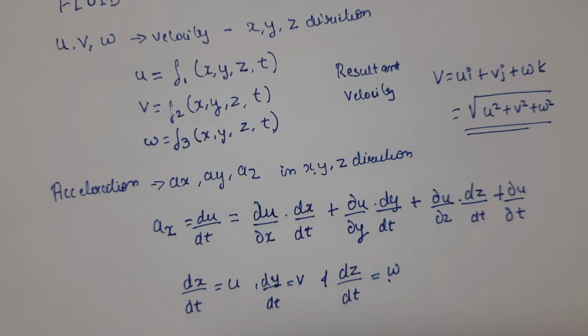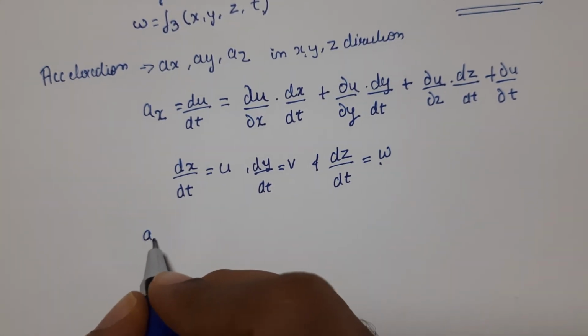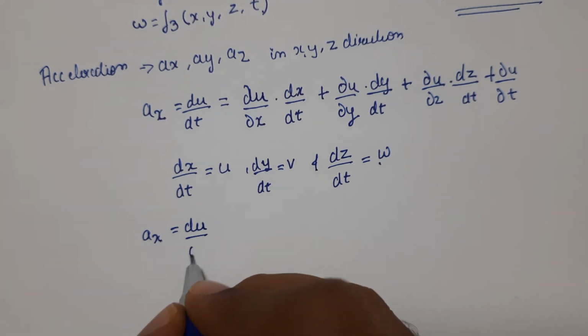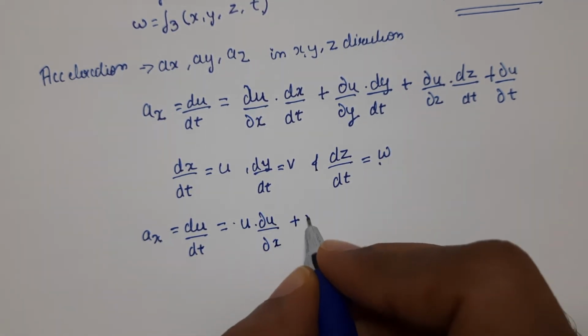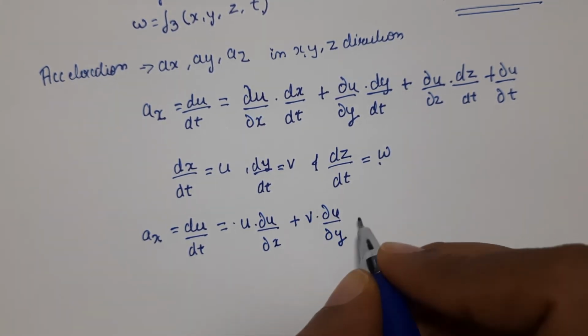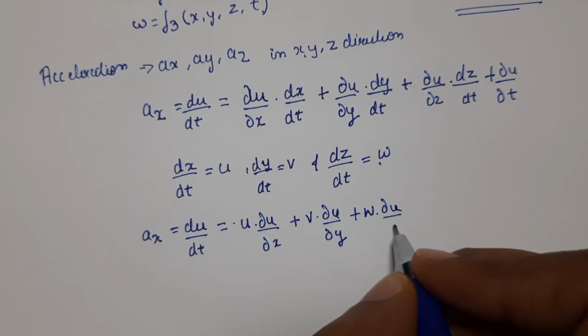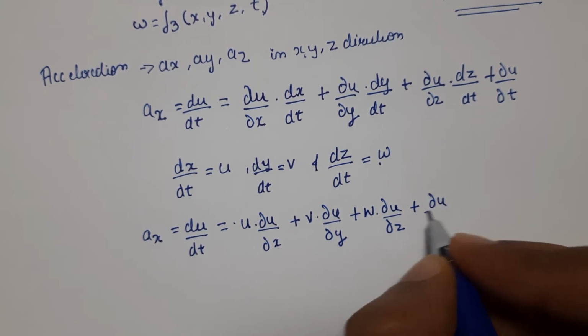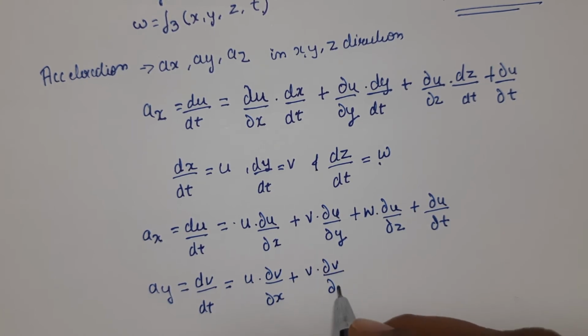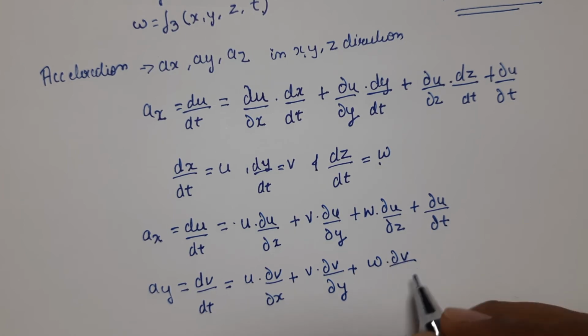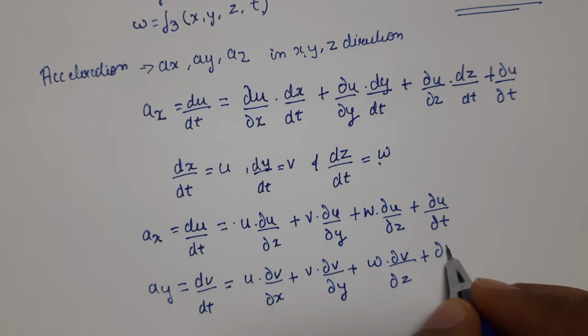Therefore we can write ax is equal to du by dt, that is equal to u dou u by dou x plus v dou u by dou y plus w dou u by dou z plus dou u by dou t. Similarly, in the y direction, dv by dt is equal to u into dou v by dou x plus v into dou v by dou y plus w into dou v by dou z plus dou v by dou t.